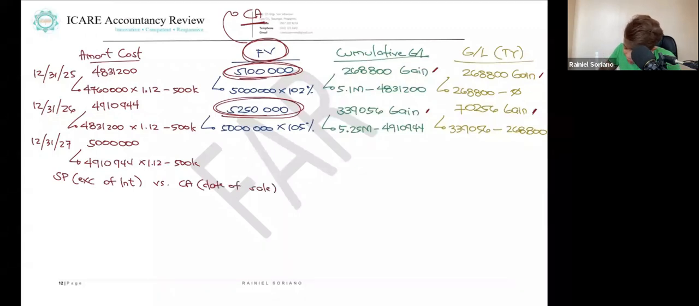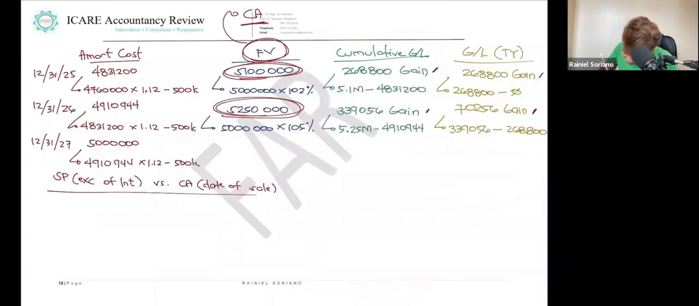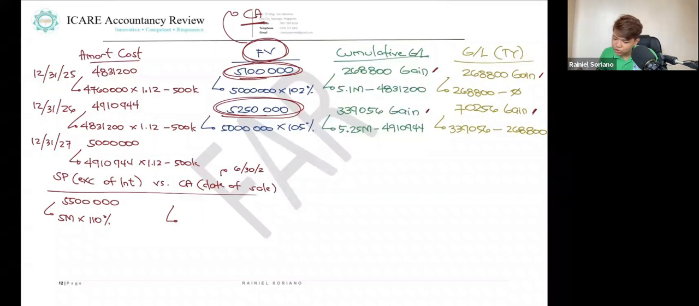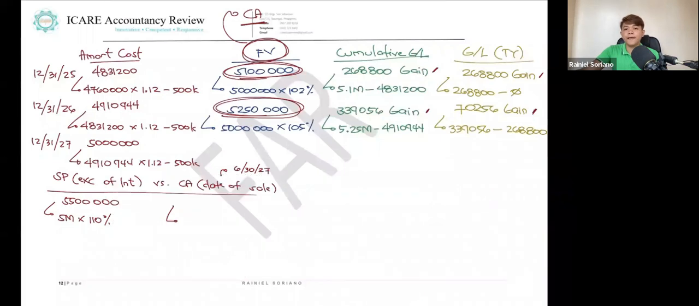Okay? So dito, selling price natin is magkano? Our selling price will be equal to 110 daw. So 5 million times 110%, or this is equal to 5.5 million pesos. Right? So let's compare this sa carrying amount natin as of the date of sale, which is June 30, 2027. Again, June 30, 2027. Okay? So magkano ba yung carrying amount natin as of June 30, 2027? That's the question here. Tama ba?